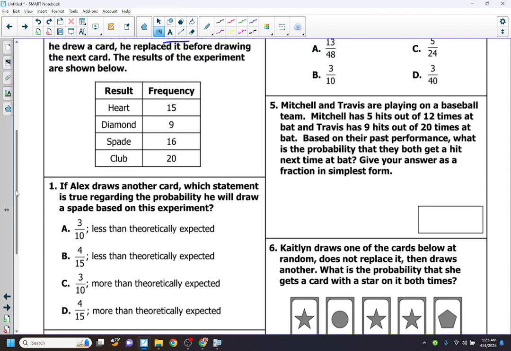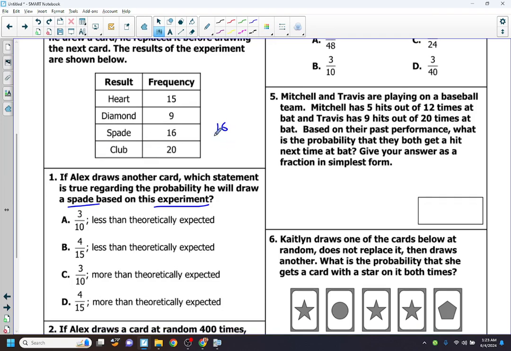All right. Alex draws another card. Which statement is true about the probability of a spade based off the experiment? So in the spade, he got 16 spades out of 60 in total. So 16 out of 60, which reduces to 4 over 15. So 4 over 15, these are wrong. Now, which one do I expect them to be?